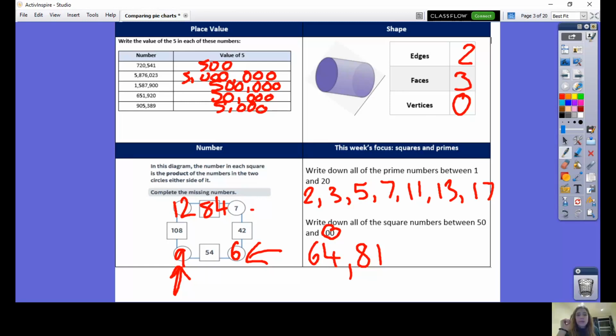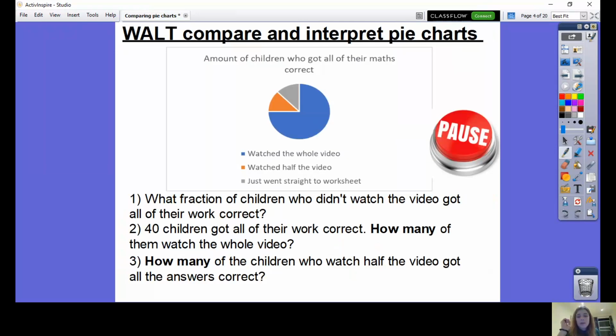Okay. In a moment, you're going to pause the video so that you can write the date and WALT and have a go at the do now. For your do now question, please pay attention to whether or not you're looking at the fraction or how many. This is a pie chart that shows the amount of children who got all of their maths work correct.